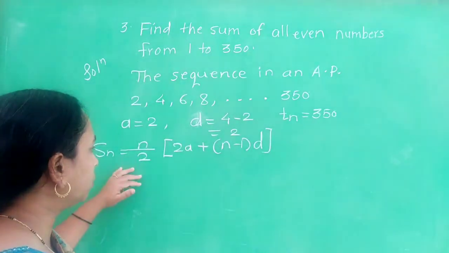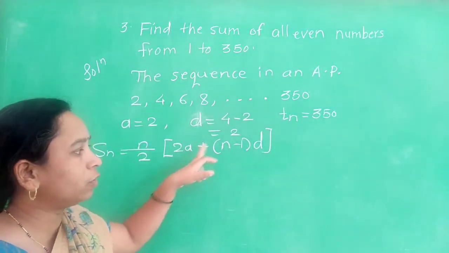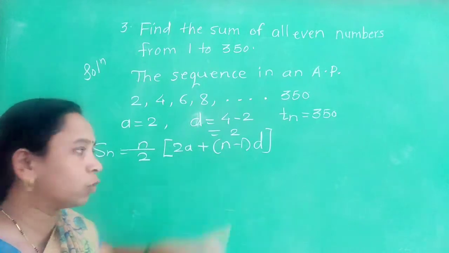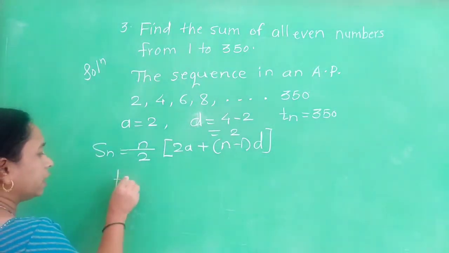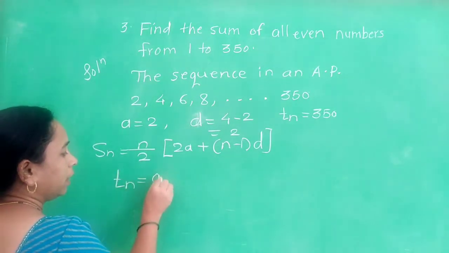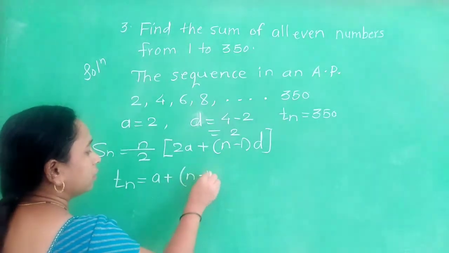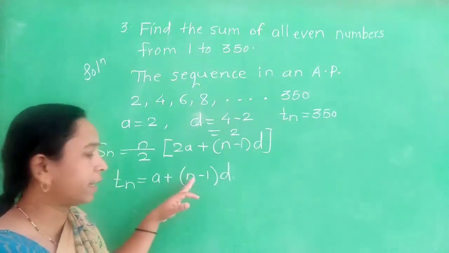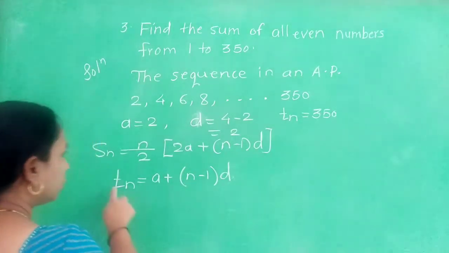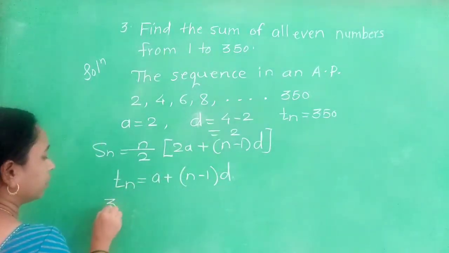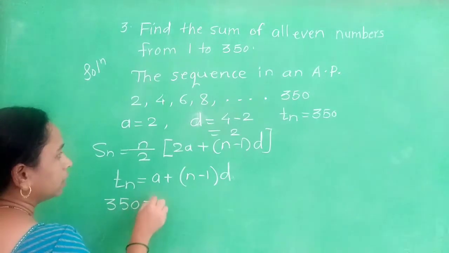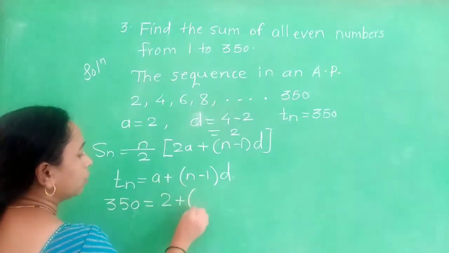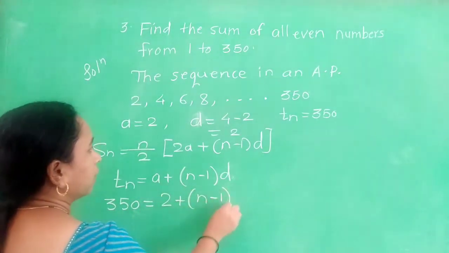So to use this formula, I have A's value and D's value, but n's value is unknown. So for that, I use the Tn formula, A plus (n minus 1) into d. By using this formula, I will get the value of n. So Tn, which is 350, is equal to A, which is 2, plus (n minus 1) into d.